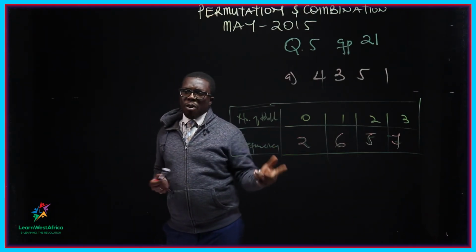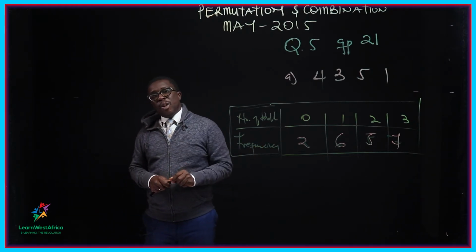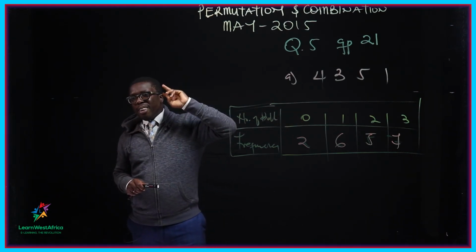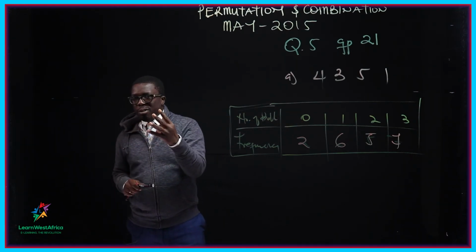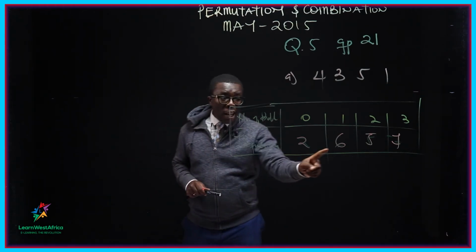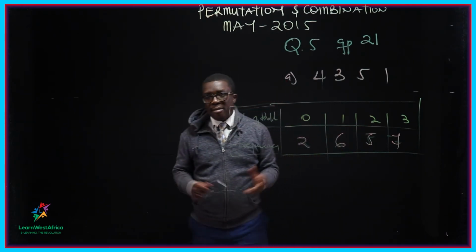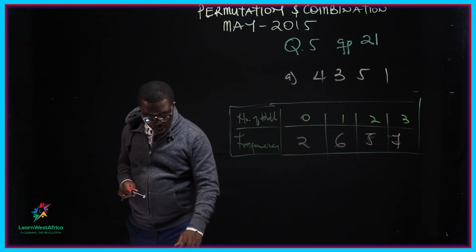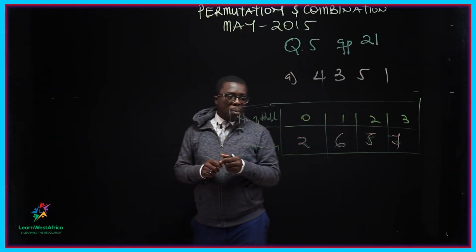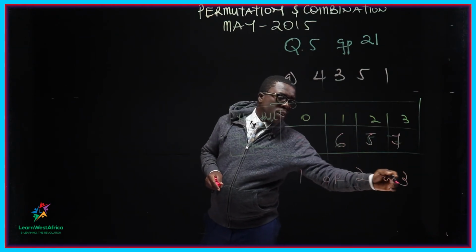Can it be 0? Obviously not, because there are just 2 balls labeled 0. For us to have 4 balls of the same number, it cannot be 0. So those balls will either be 1, 2, or 3. Hope you are fine. Good. So that is how we are going to go about it.